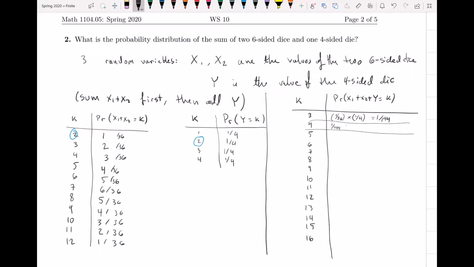Plus, now the next way this can happen, I'll increment this by 1 and decrement this by 1. So now it's 2 over 36 times 1 over 4, so this is plus 2 over 144. And that equals 3 over 144.